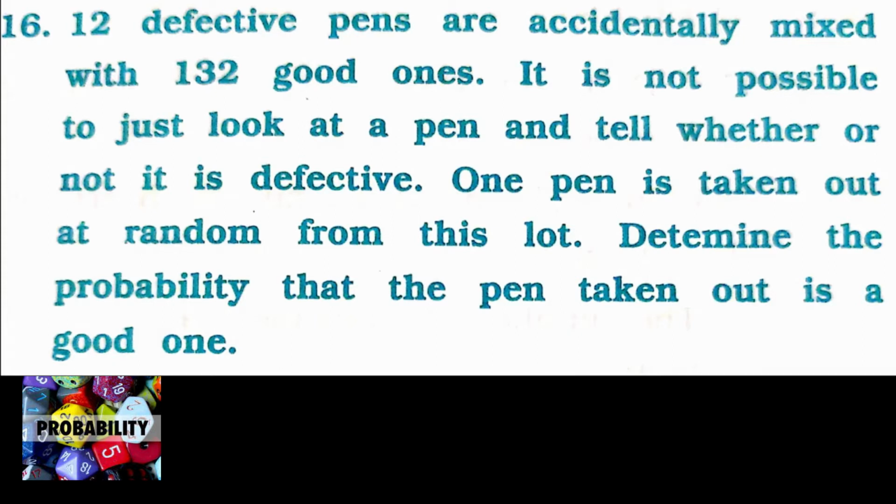One pen is taken out at random from this lot. Means our experiment is to take out one pen. Determine the probability that the pen taken out is good one. Means हम जो भी पेन उठा रहे हैं वो नॉन डिफेक्टिव हो, उसको हमको probability find करनी है.